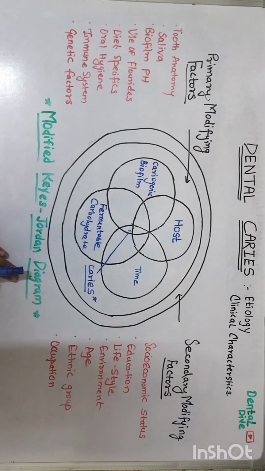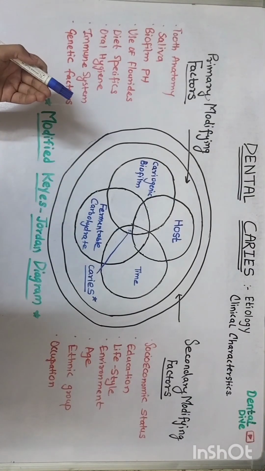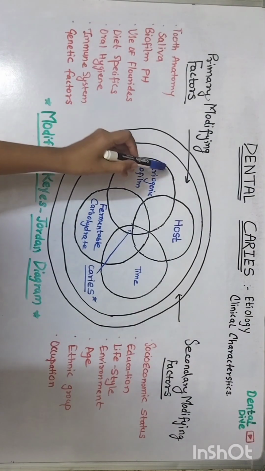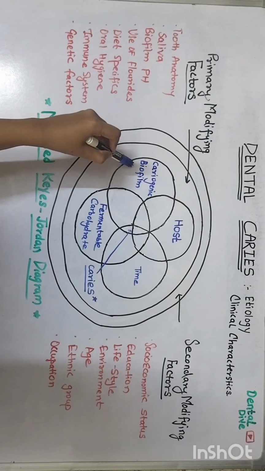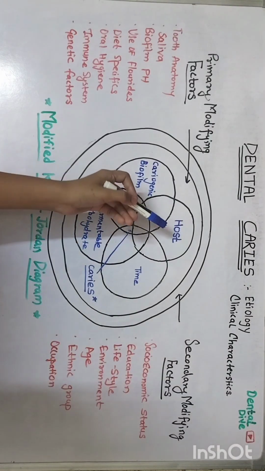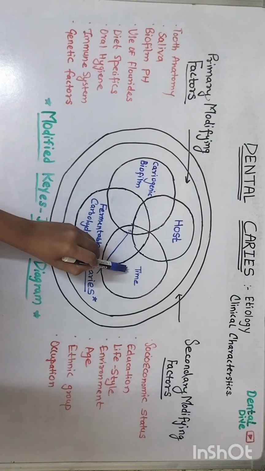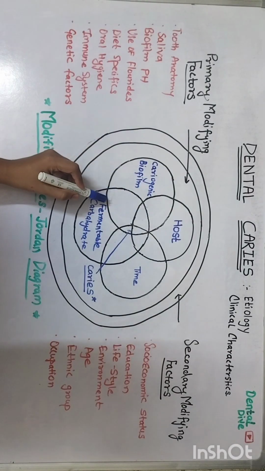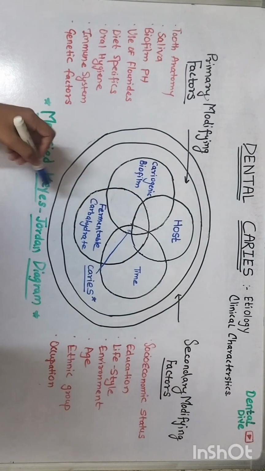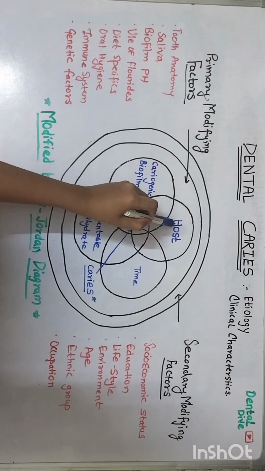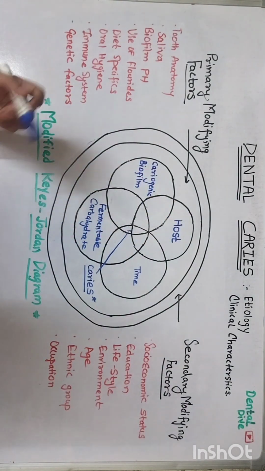Modified Caries-Jordan diagram. It is a simplified description of dental caries, which is the result of interaction of oral flora in the biofilm with the fermentable carbohydrate like sugar in our diet on the tooth surface, which is the host, over time. Means the bacteria in the biofilm will interact with the fermentable carbohydrate like sugar in our diet on the tooth surface, which is our host, and will produce acid.